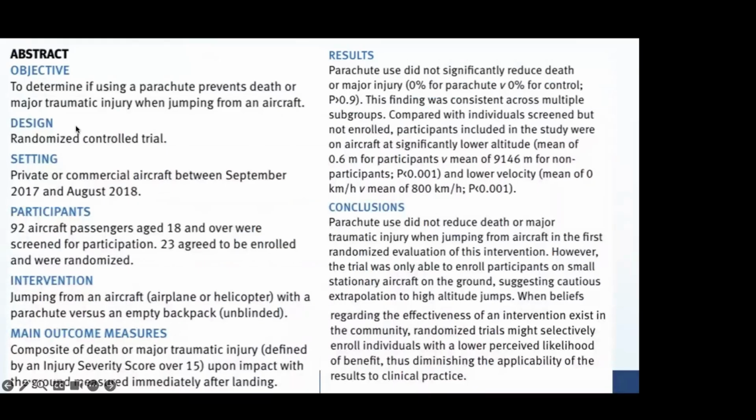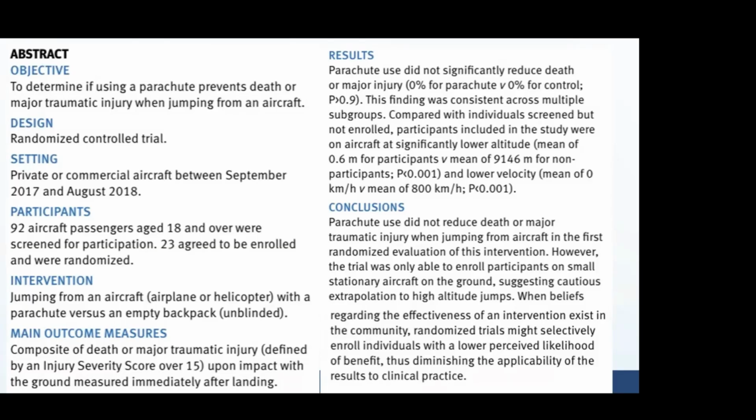So they conducted a randomized clinical trial about jumping from private or commercial aircraft between specified dates. They tried to recruit 92 passengers, 18 or over, and only 23 agreed to be enrolled and were randomized. And so then they jumped from the aircraft with either a parachute or an empty backpack, which was an unblinded study. And they had the same outcome of death or major traumatic injury upon impact.